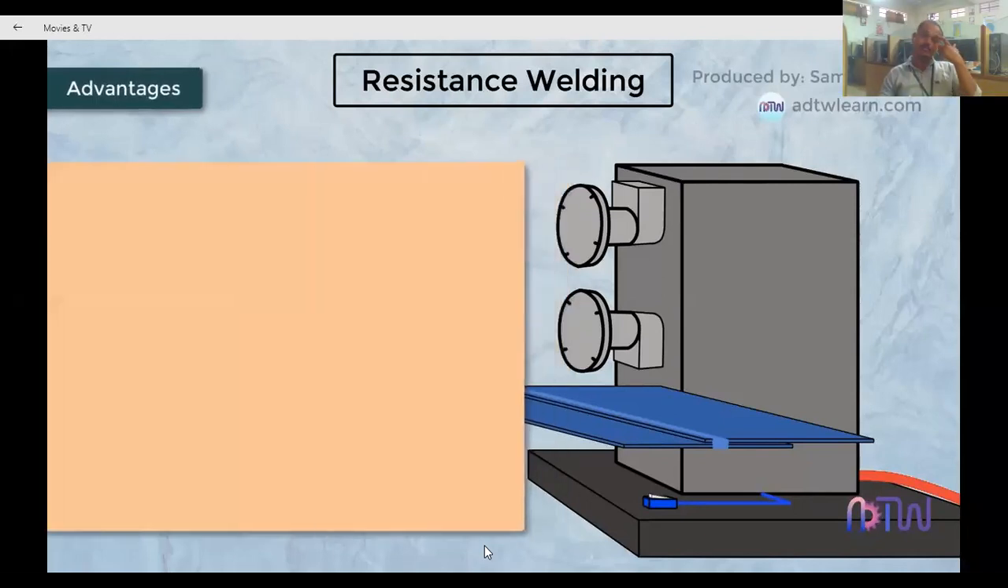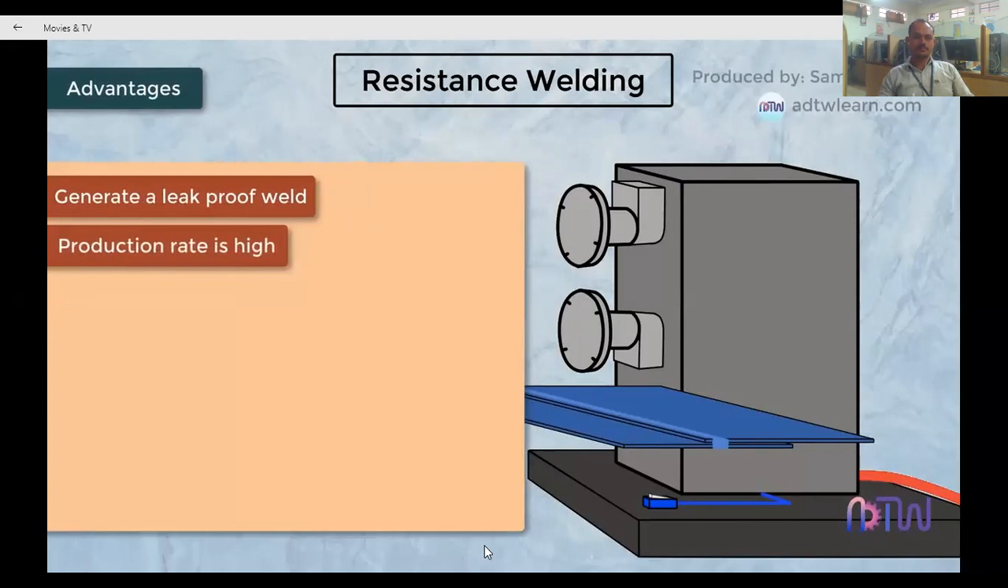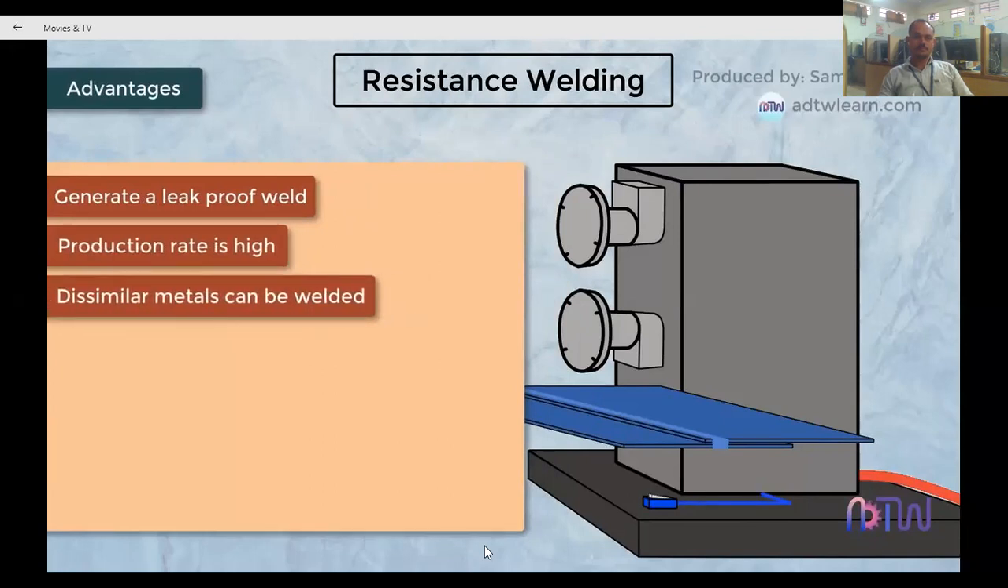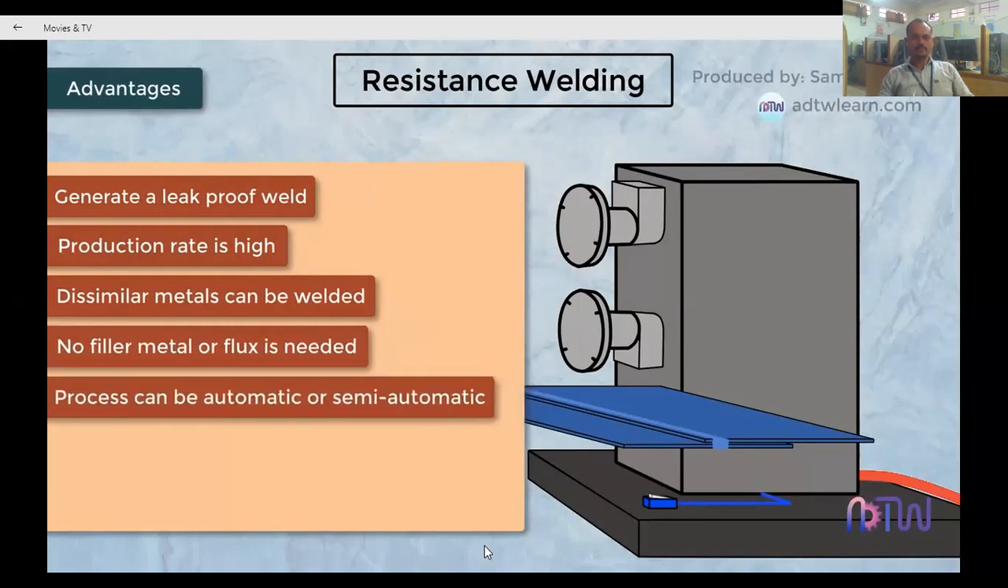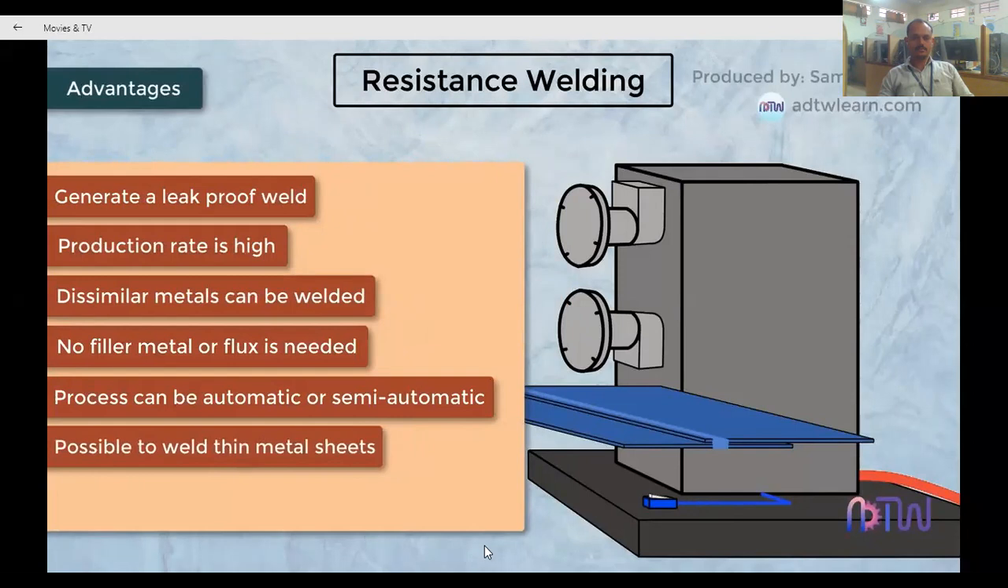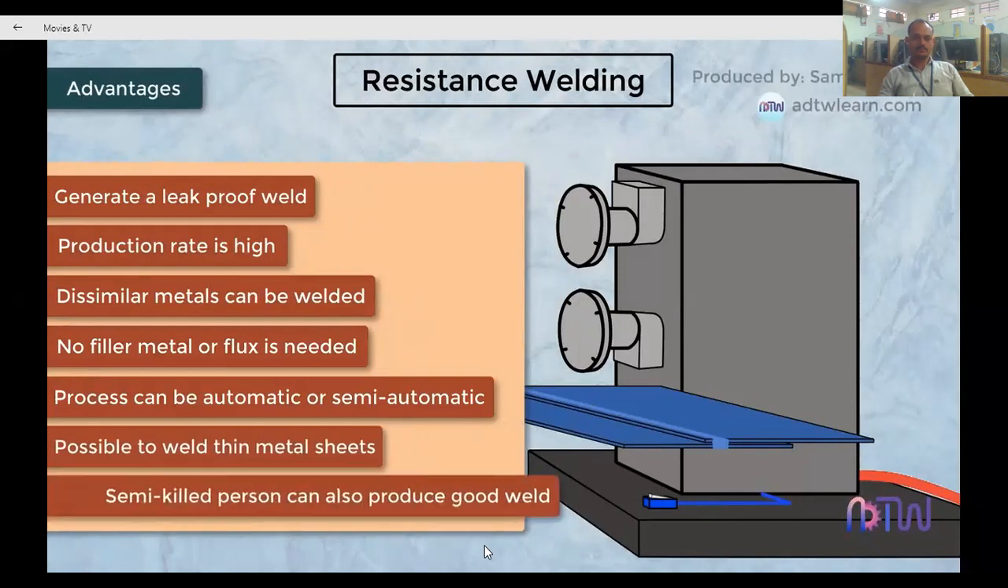Advantages of seam welding. It can generate a leak-proof weld. The production rate is high. Dissimilar metals can be welded together. No filler metal or flux is needed. The processes can be automatic or semi-automatic. It is possible to weld thin metal sheets with this process. A semi-skilled person can also produce a good weld.